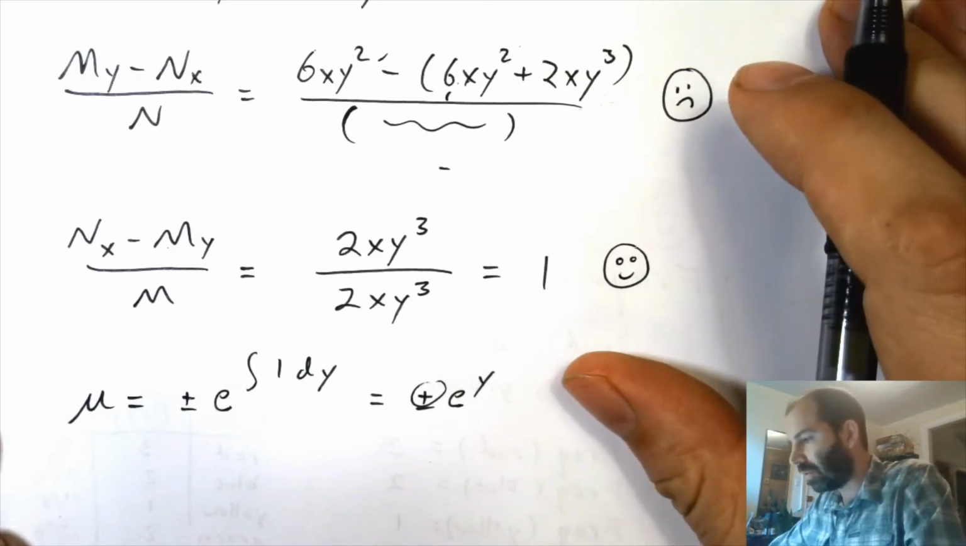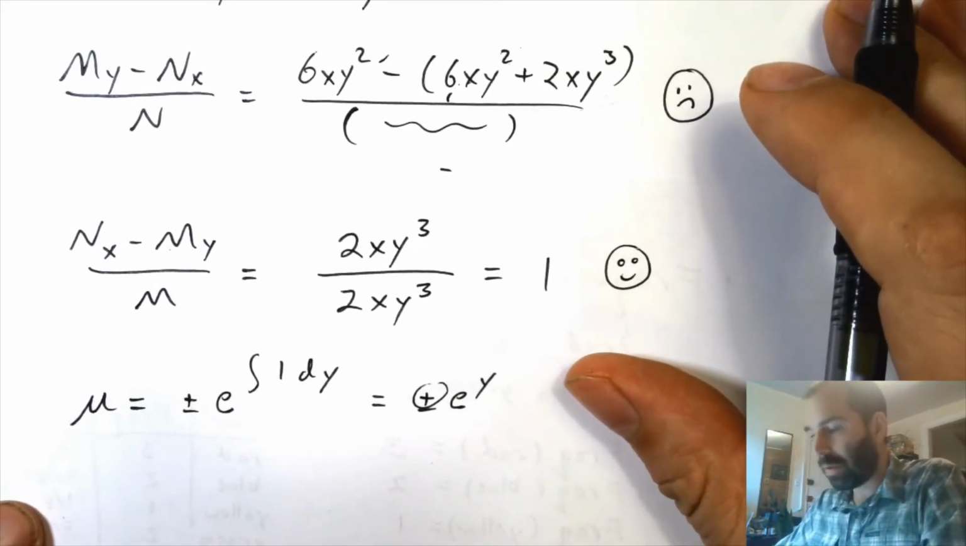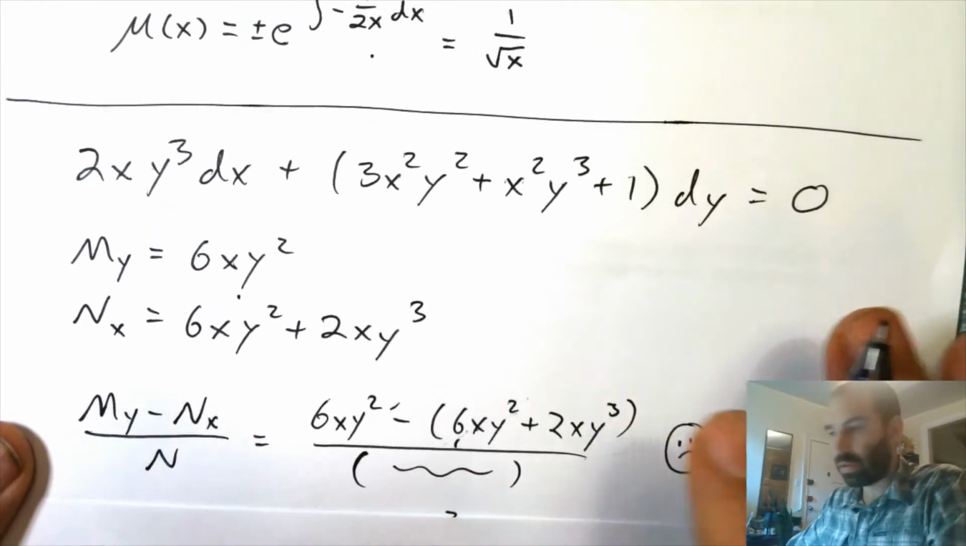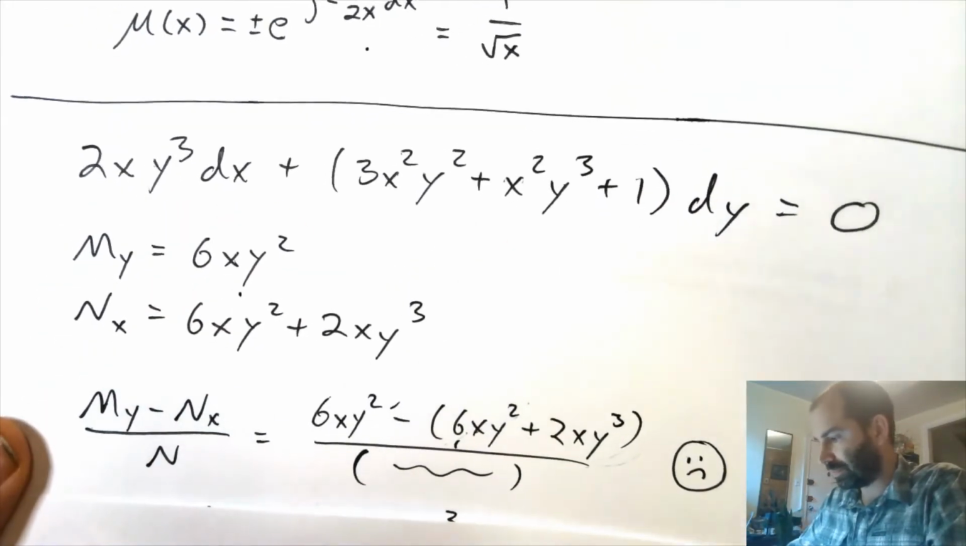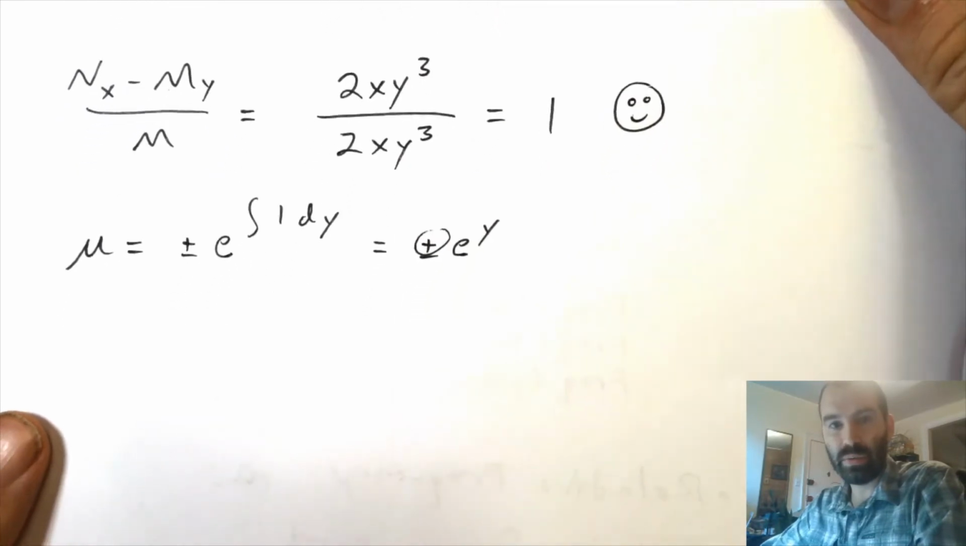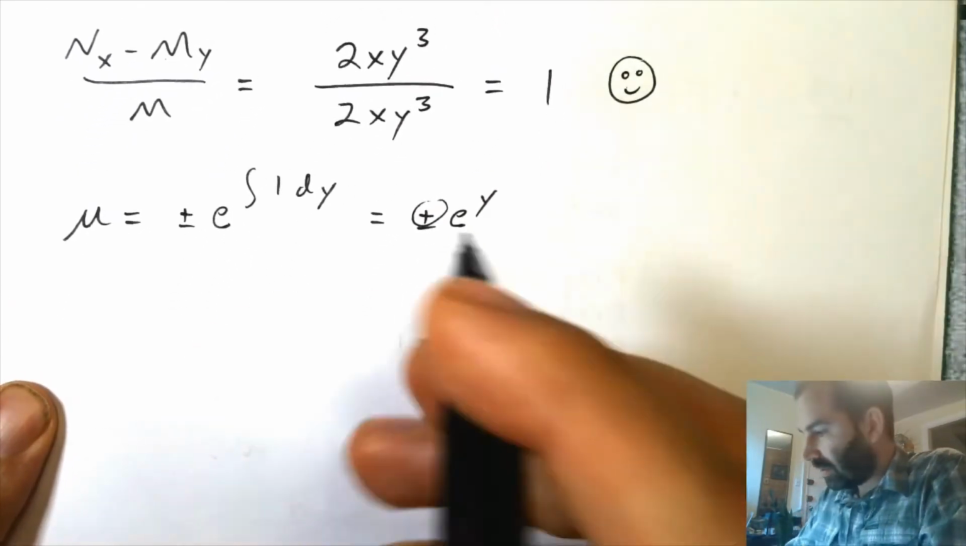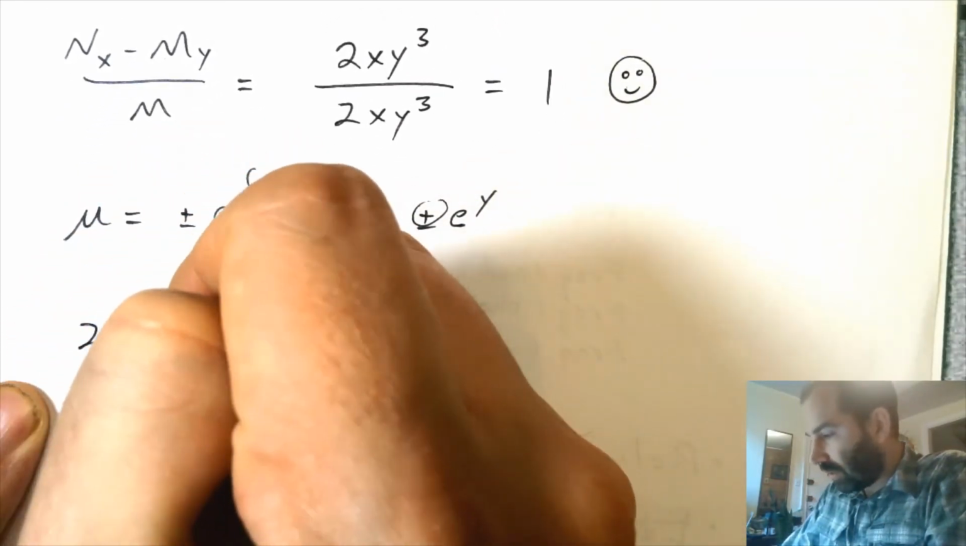Okay, so what we're going to do is multiply our differential equation through by e to the y. Okay, so let's see what happens when we do that. All right, so we're going to have 2xy cubed e to the y.